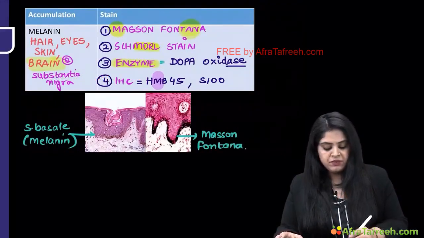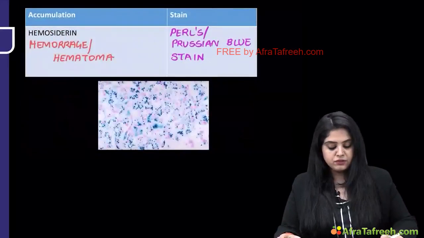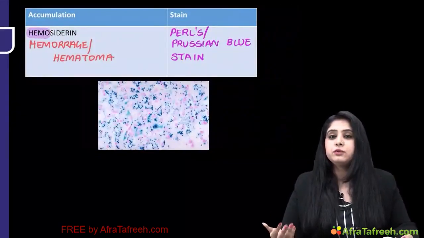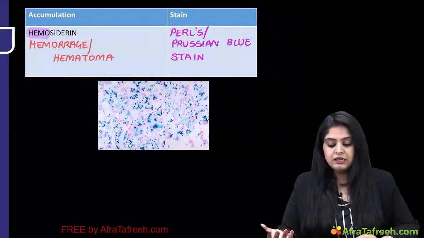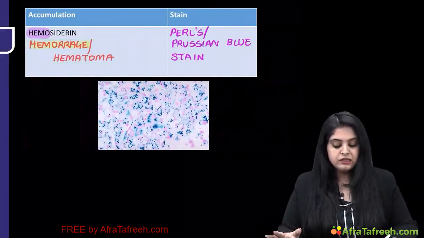So let me ask you the next pigment now. One was melanin. The next one that you have is to do with hemosiderin. Look, the hemo word means that whenever they will give you a history of hemorrhage, hematoma, something to do with some kind of a road traffic accident, that is exactly when this story will come up.